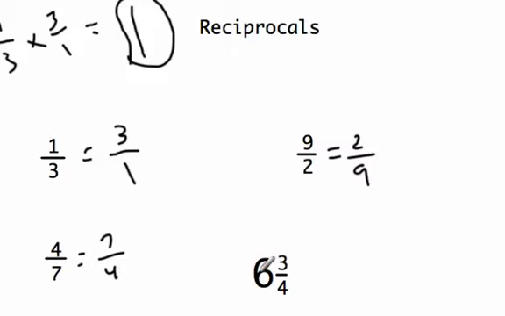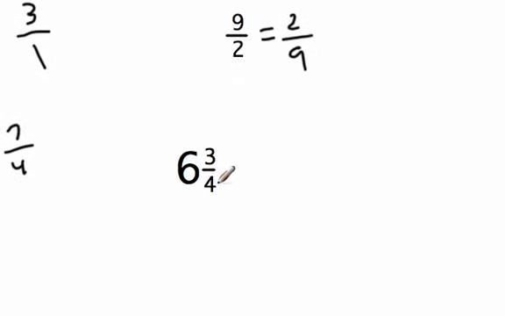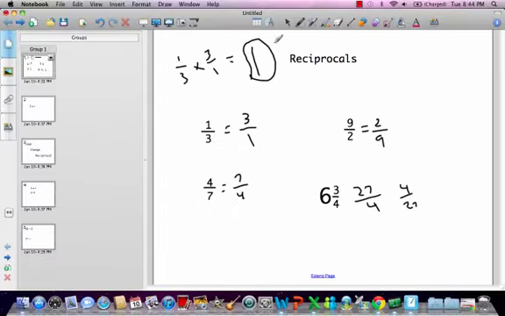What you have to do first is figure out what this number is as an improper fraction. So 6 times 4 is 24, plus 3 is 27. So we have 27/4. The temptation is to say that the reciprocal is 27/4, but it's not. Now that we've got this as an improper fraction, let's flip it. We get 4/27. That's a reciprocal. So we know what a reciprocal is now.